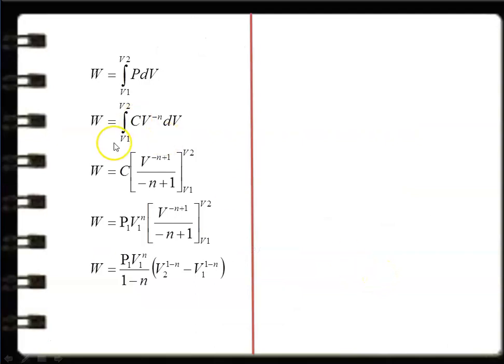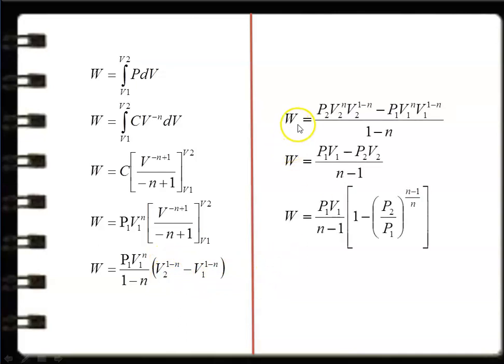And calculating the work done, once again, integrating W equals integral from V1 to V2 of P dV, substituting P from the previous equation, C into V to the power minus N. Taking C outside as a constant, integrating V to the power minus N gives V to the power minus N plus 1 divided by minus N plus 1, from V1 to V2. Substituting C equals P1 V1 to the power N, and substituting the limits, P1 V1 to the power N divided by 1 minus N into V2 to the power 1 minus N minus V1 to the power 1 minus N. We take this value inside, so P1 V1 to the power N equals P2 V2 to the power N, and here I substitute P2 V2 to the power N into V2 to the power 1 minus N, minus P1 V1 to the power N into V1 to the power 1 minus N, divided by 1 minus N.